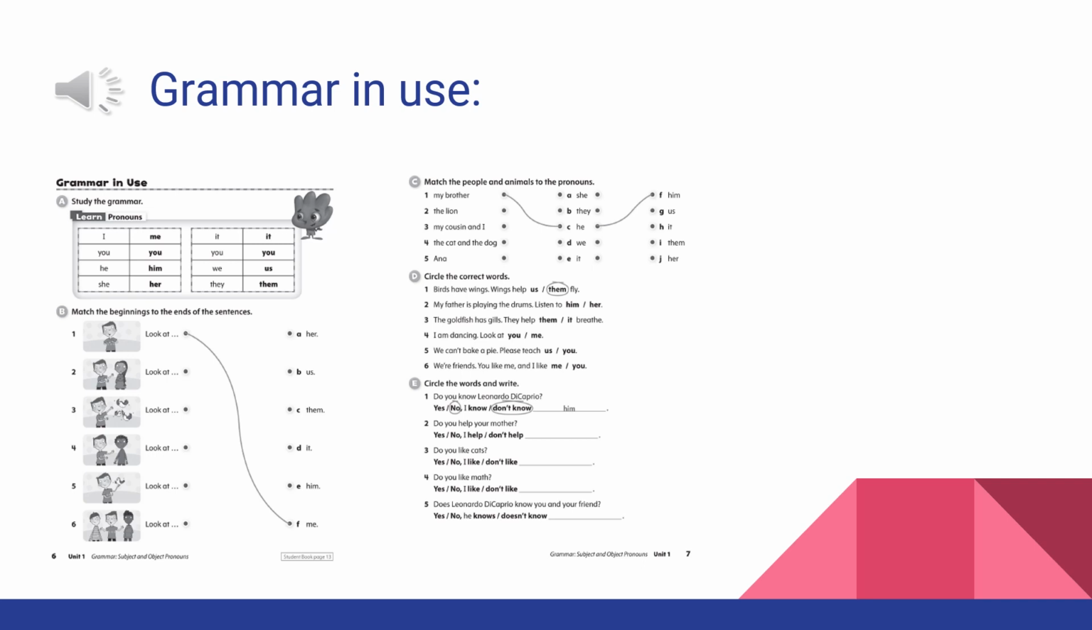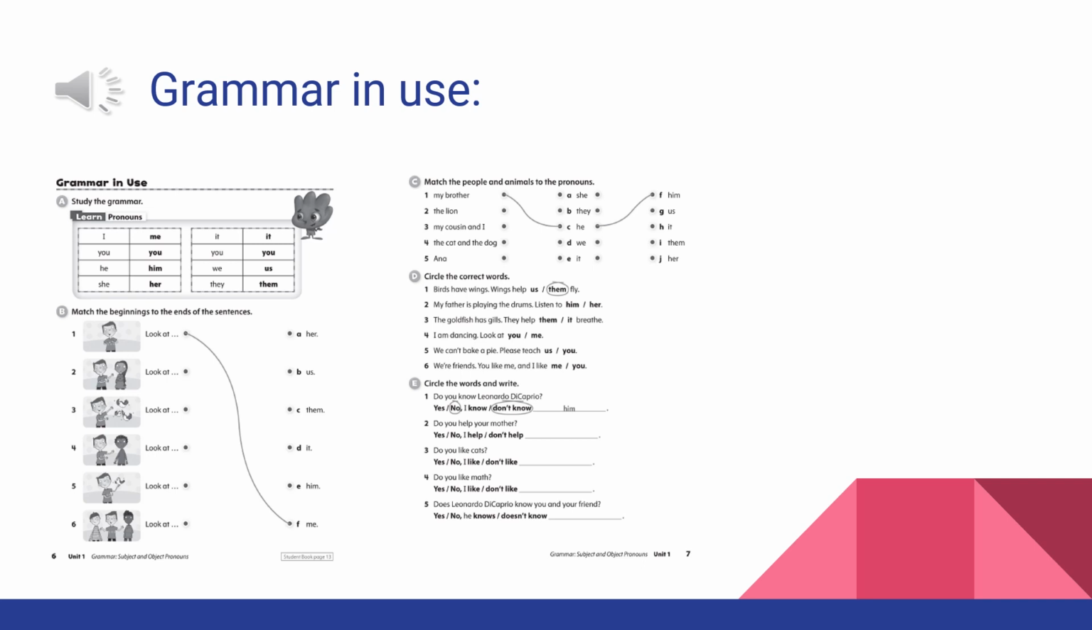In number 4, the boy is pointing out to a boy. So look at him. Number 5, look at it, because the boy is pointing out to a bird. And for the birds, for the animals, we use it. In number 6, the boy is pointing out to the boys around him. So look at us. Now come to page number 7 of your workbook.